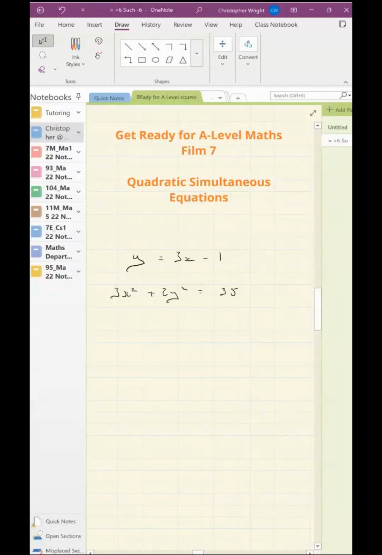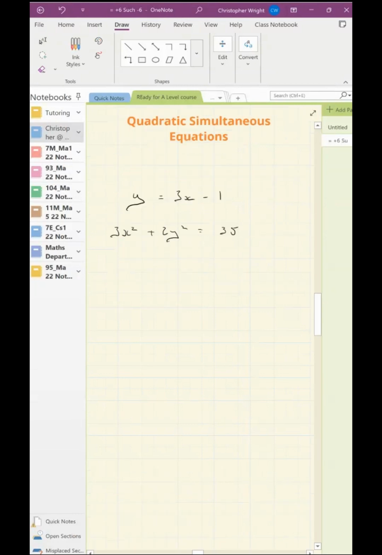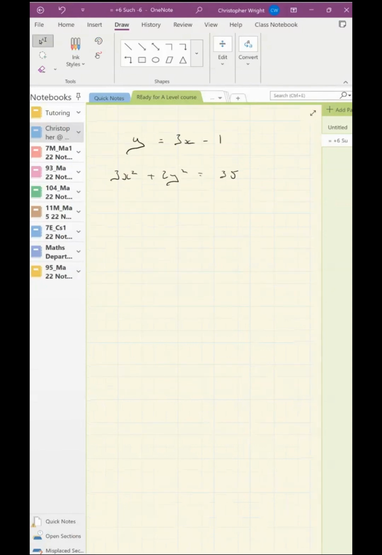Okay, Mr. Right here. We're getting ready for A-level maths, film 7. We're solving quadratic simultaneous equations. So I've got two equations here, which I'm going to solve simultaneously. In this case, the second one is a quadratic. I'm going to take this expression for y, which equation 1 supplies me with, and substitute it into equation 2.